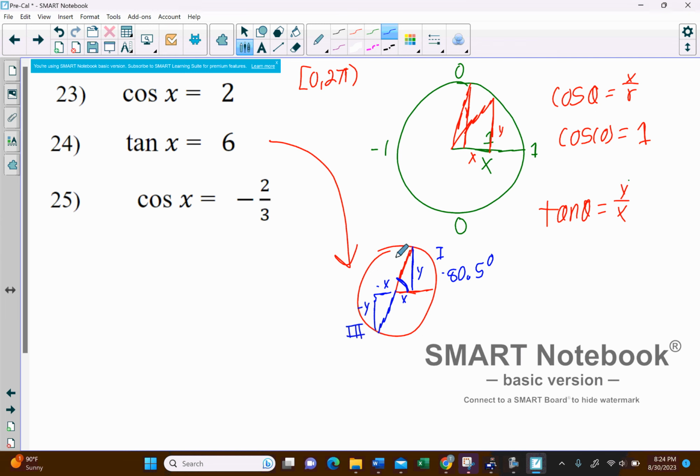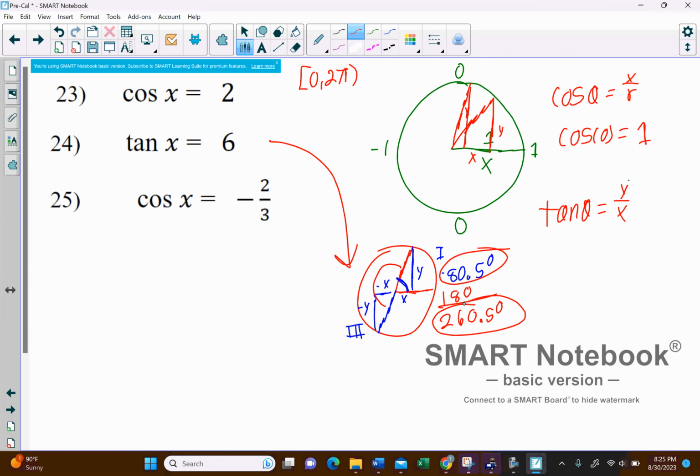And then what happens is I go another half turn right here, which is 180 degrees. And so that's going to be my other one. So I'm going to add 180 to that. And so my second angle that satisfies number 24 would be 260.5 degrees. So those are my two answers in degrees, but it didn't want the answer in degrees. It wanted it in radians.